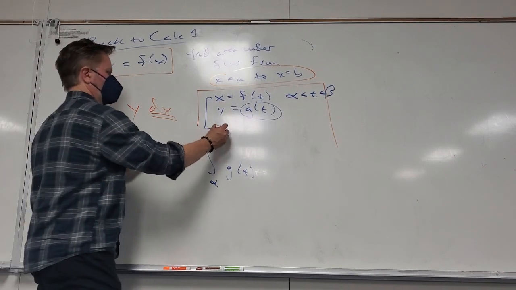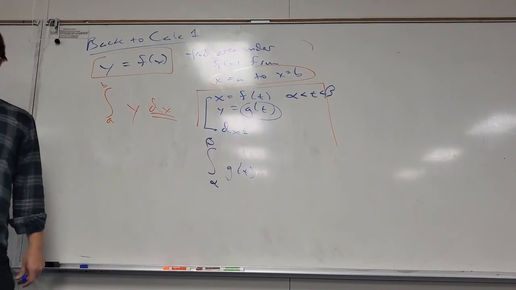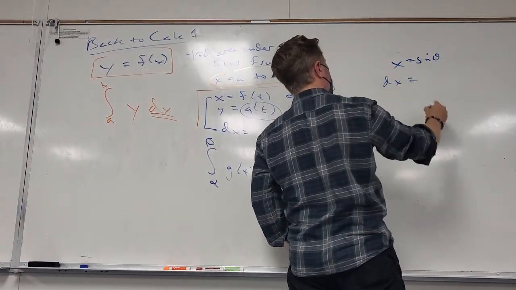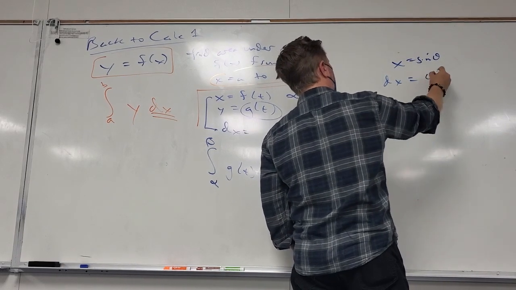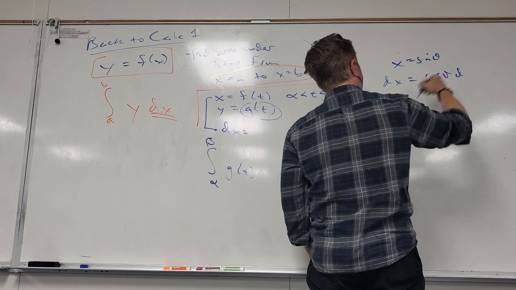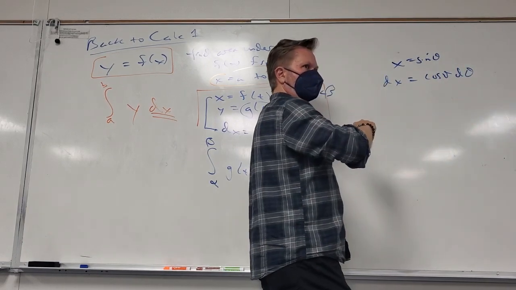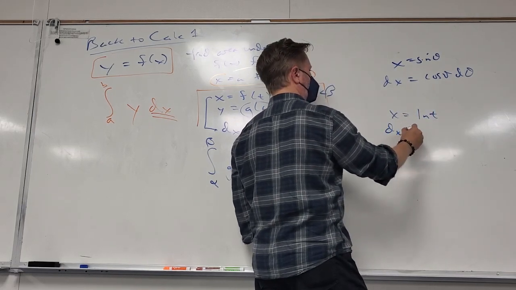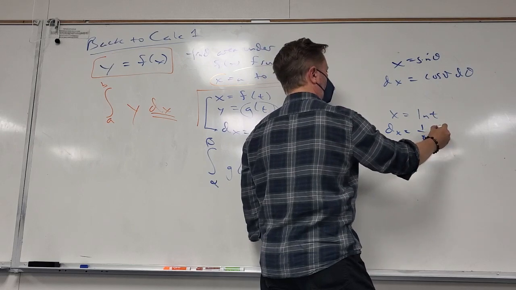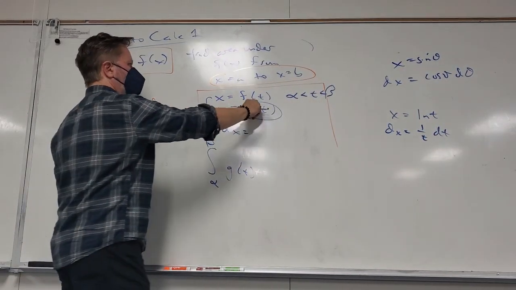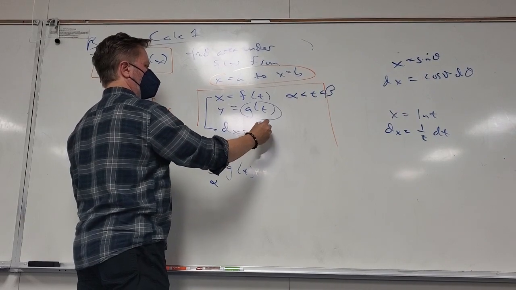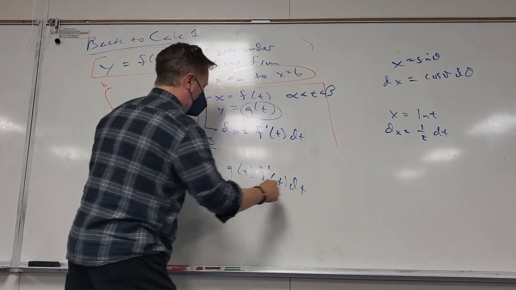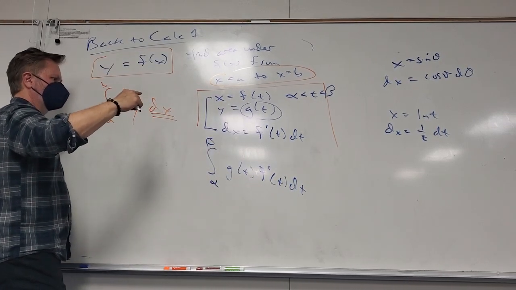What's dx? You can do it. If you made the substitution, x equals sine theta, what's dx? Cosine theta? Overthinking it, d theta, right? So if I had x equals natural log of t, what would dx be? 1 over t dt. So x equals f of t. So what's dx? f prime of t dt. This is exactly this.